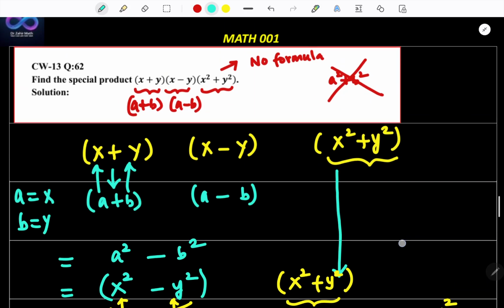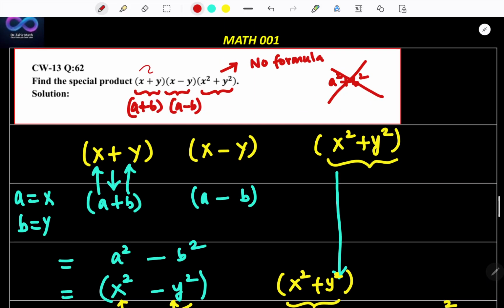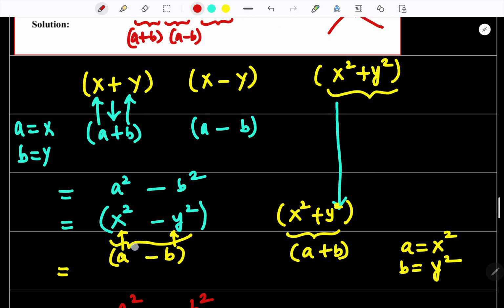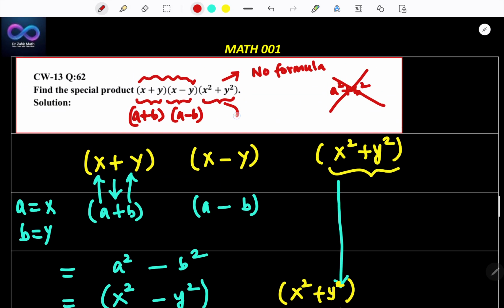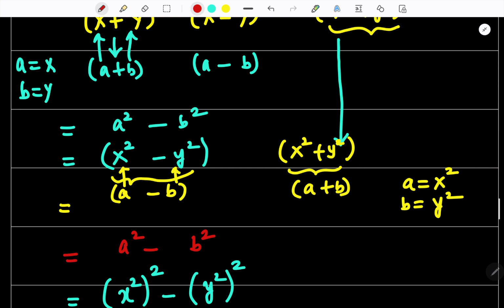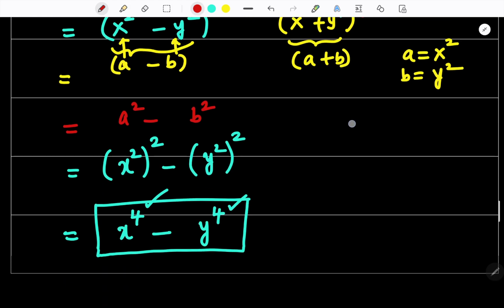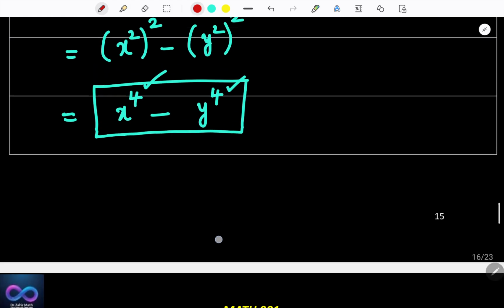Again I'll explain. Listen carefully. The first two things you are going to use the formula a plus b, a minus b. So you are going to get x square minus y square. Then you are going to use this part, x square plus y square. So then again in the model a minus b, a plus b, we are using a square minus b square. So how many times are you using the formula? Two times. Clear? So very simple.